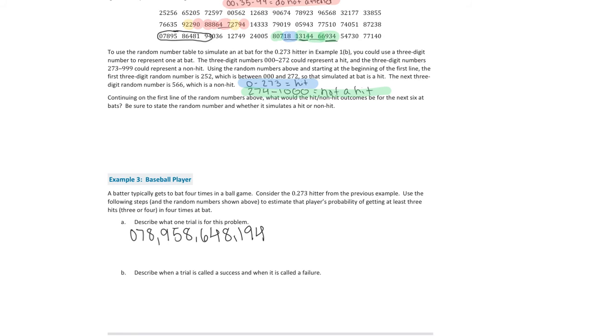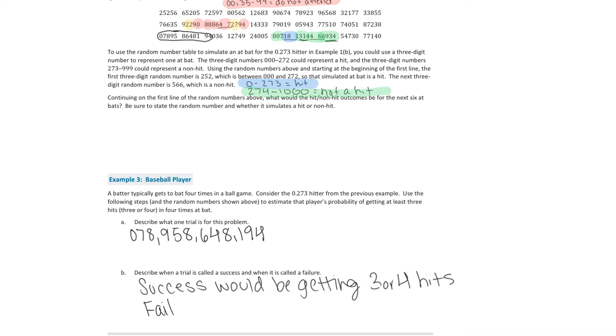B asks us to describe when a trial is called a success and when it is called a failure. So a success would be getting 3 or 4 hits. And a failure would be an amount of hits that would be 0, 1, or 2 hits.